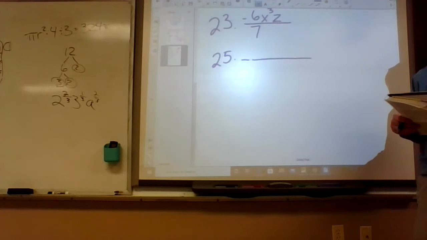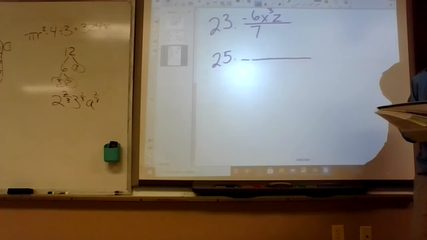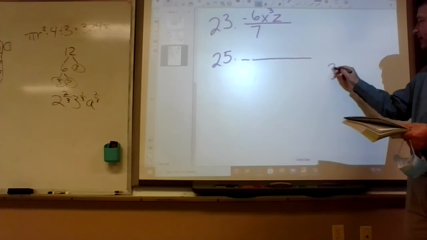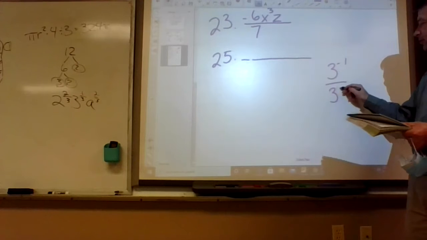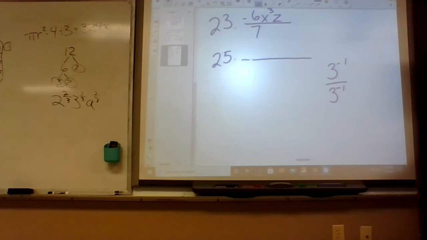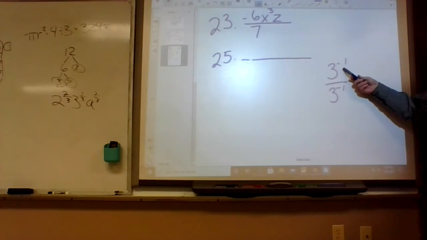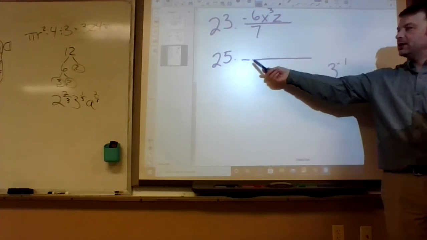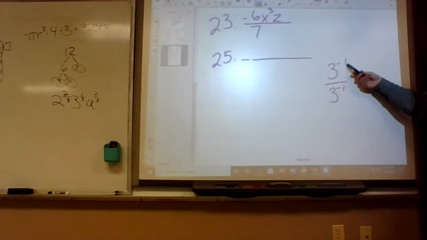All right, that's my place. Okay, 25. So we got 3 to the negative 1 over 3 to the negative 1. It's negative 3 to the negative... Negative 3? I already handled the negative. It's right there. So I'm done with the negative.